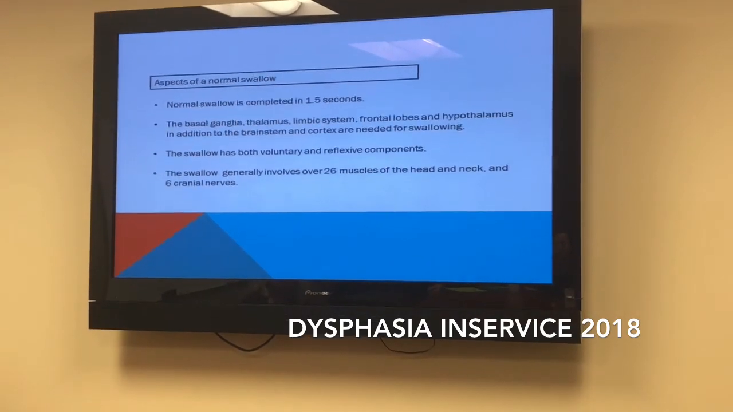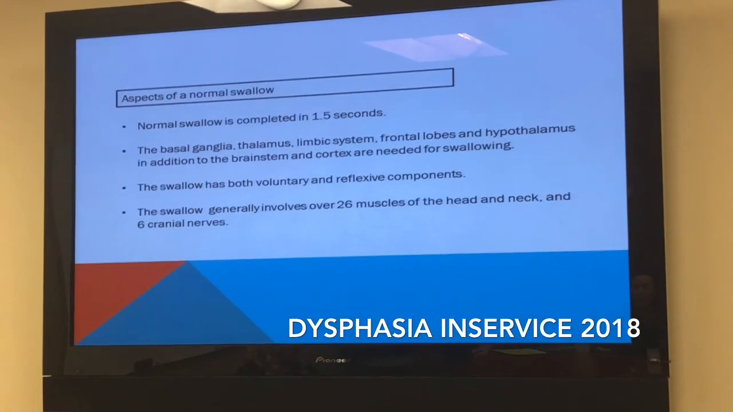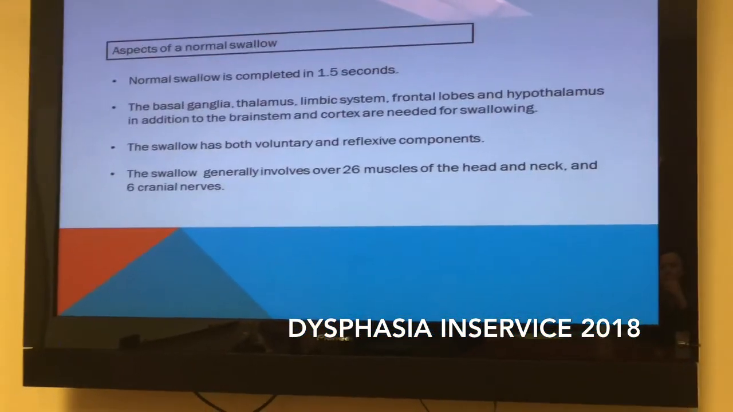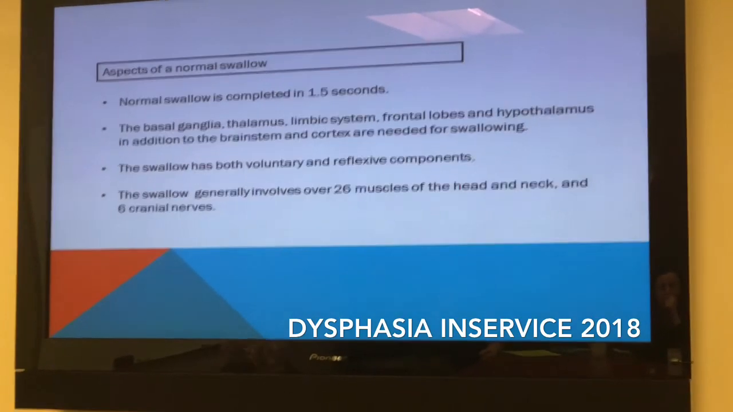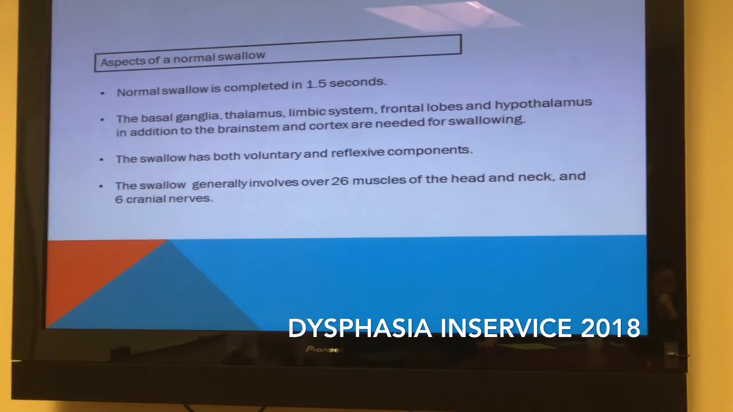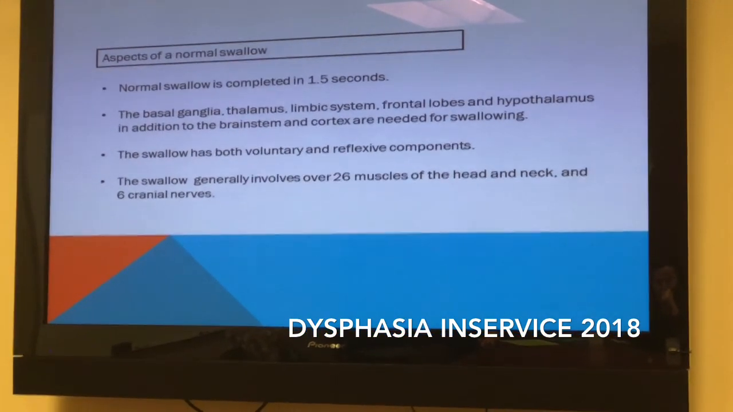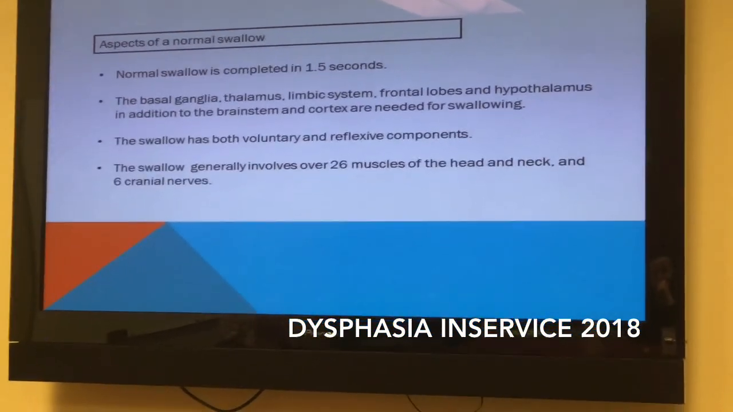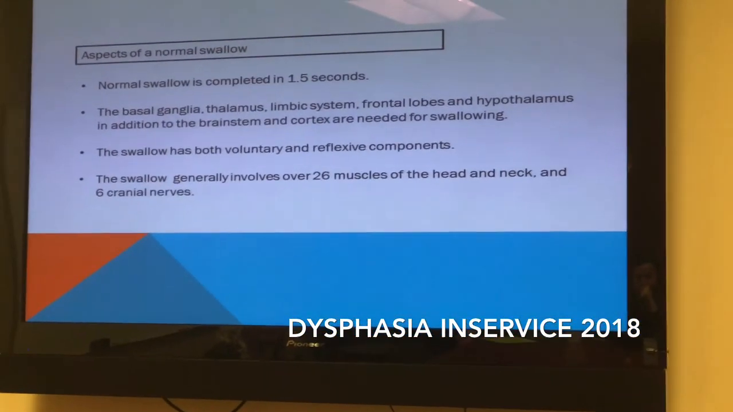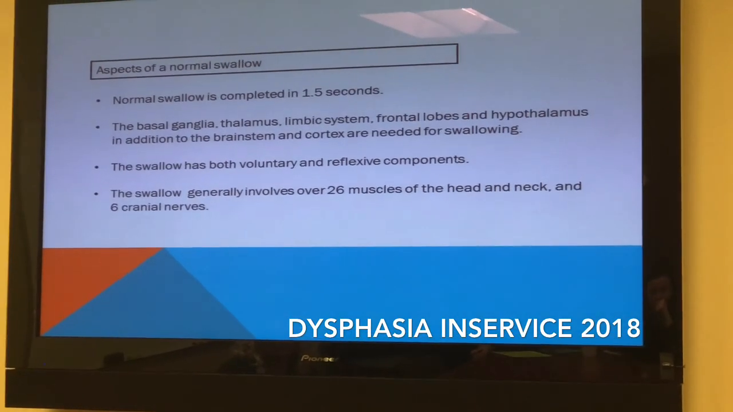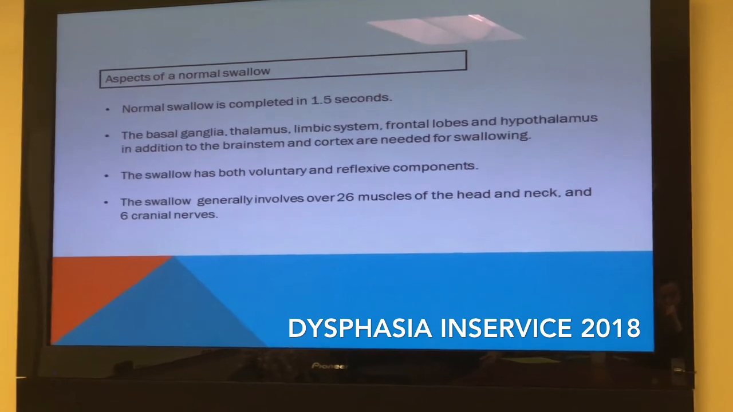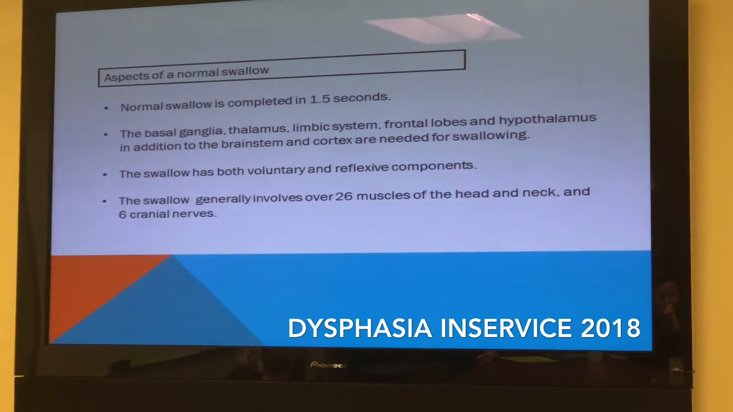So I just brought up a few facts about a normal swallow, just because I thought it'd be interesting to see. A normal swallow is completed in 1.5 seconds, so that kind of gives you a frame of reference of how fast a normal swallow should be. The basal ganglia, thalamus, limbic system, frontal lobes, hypothalamus, in addition to the brainstem and cortex, are all needed for swallowing, so we use a large portion of our brain.